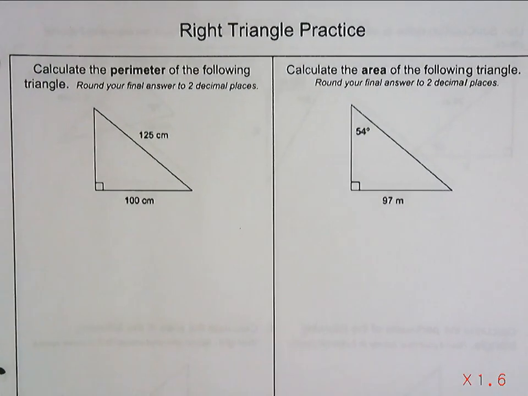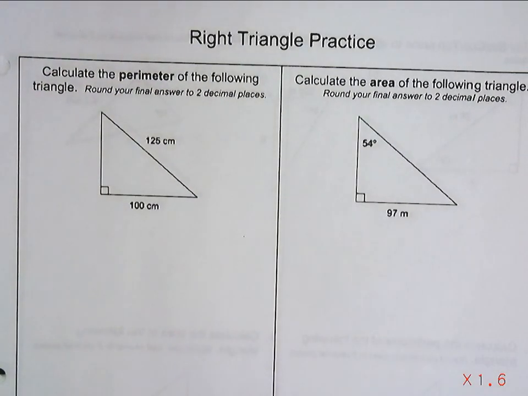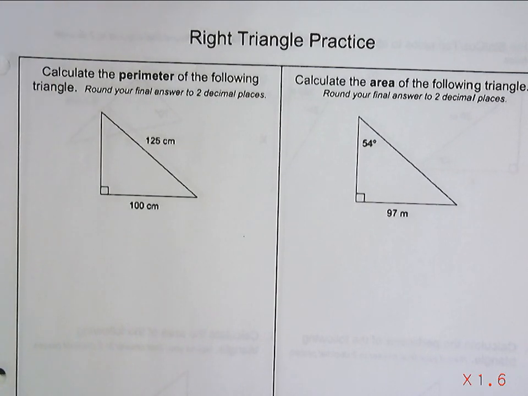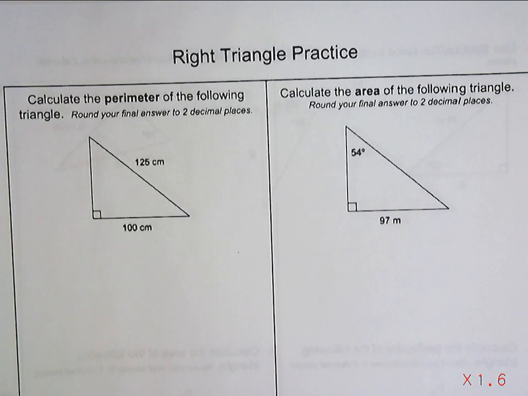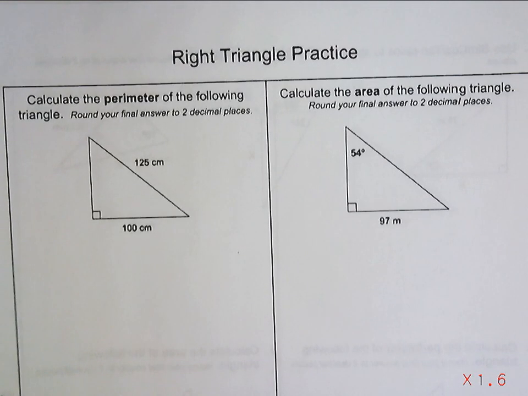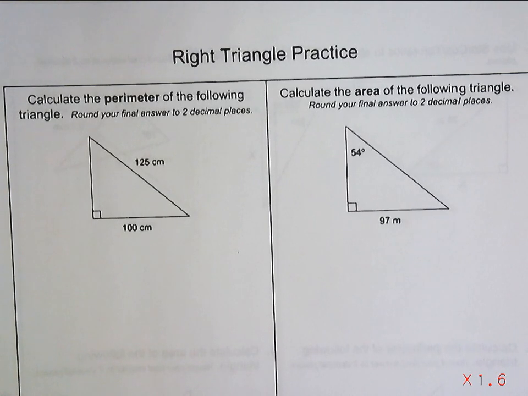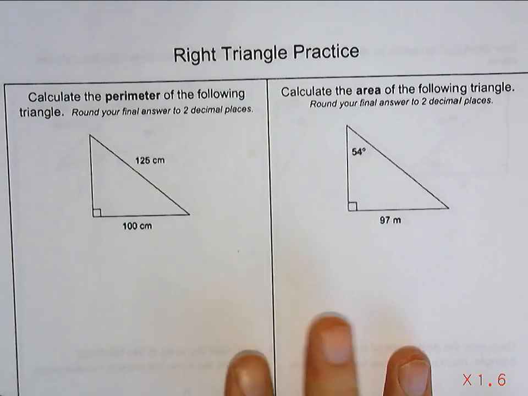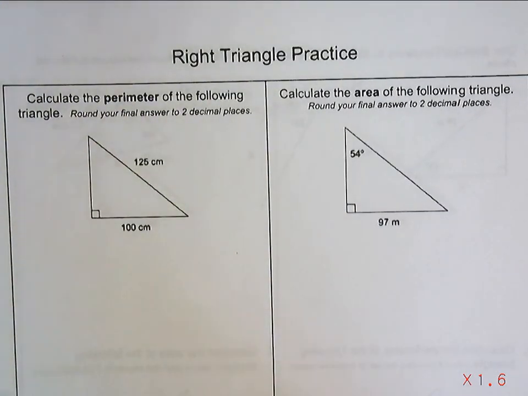Welcome, ladies and gentlemen, and we're looking at right triangle practice. So what we're going to be doing here is putting together the different ideas that we've had from right triangles from the beginning. So far we know four things. We know sine, cosine, tangent for right triangles, but we also know Pythagorean Theorem. So we're going to do a worksheet now that's going to incorporate all of those ideas.